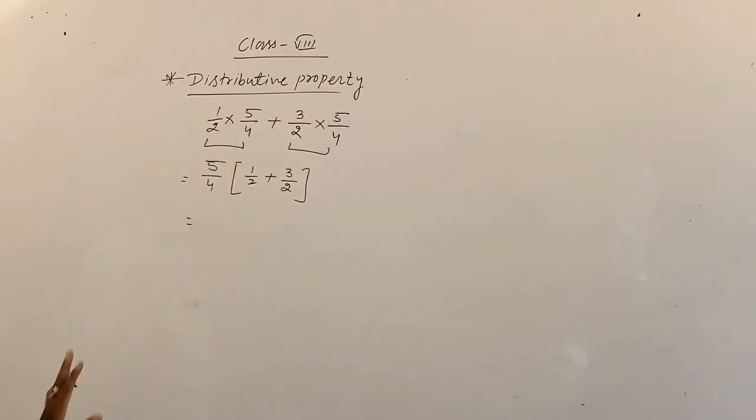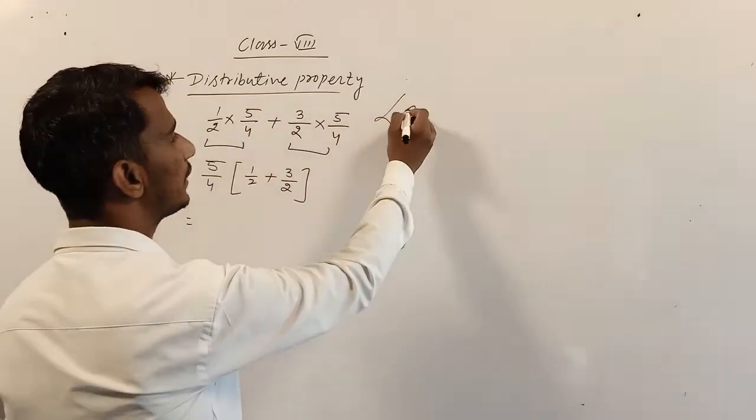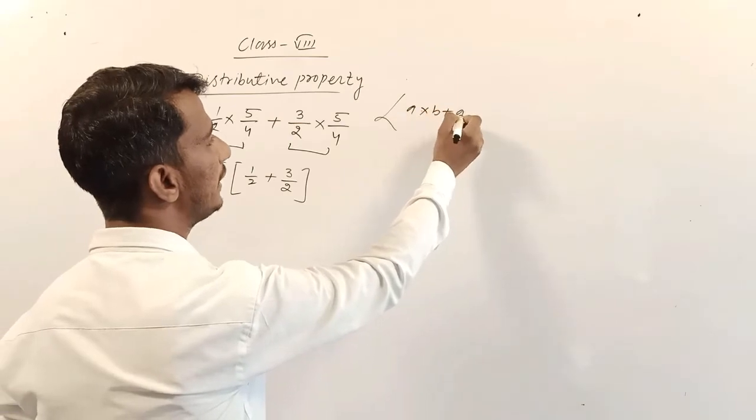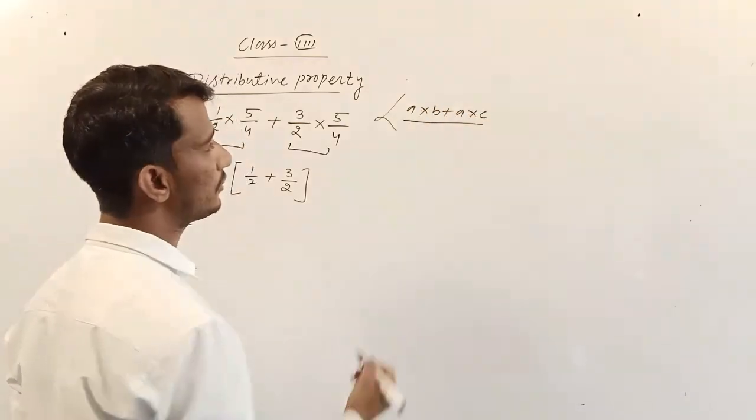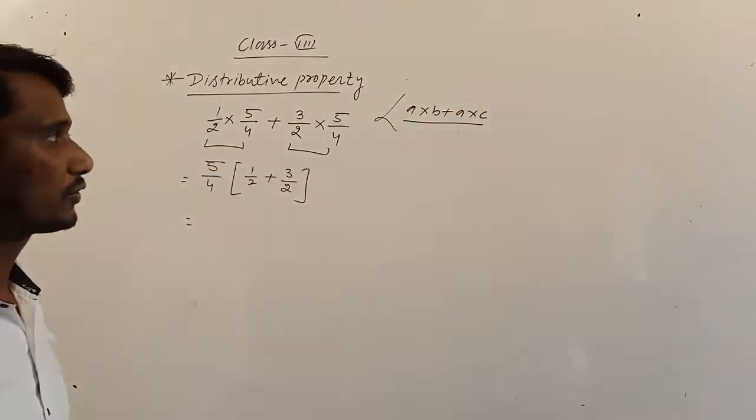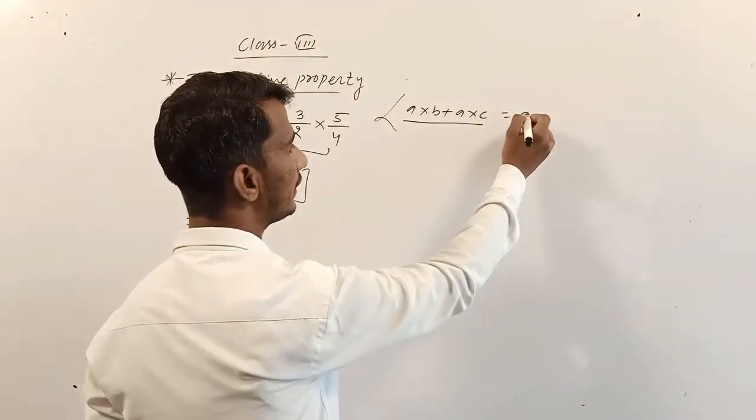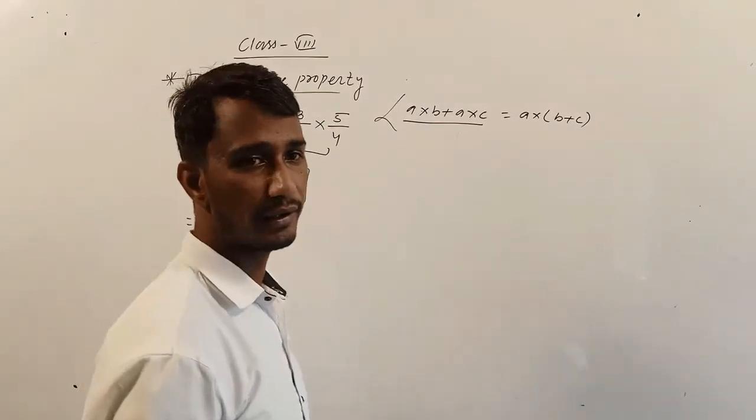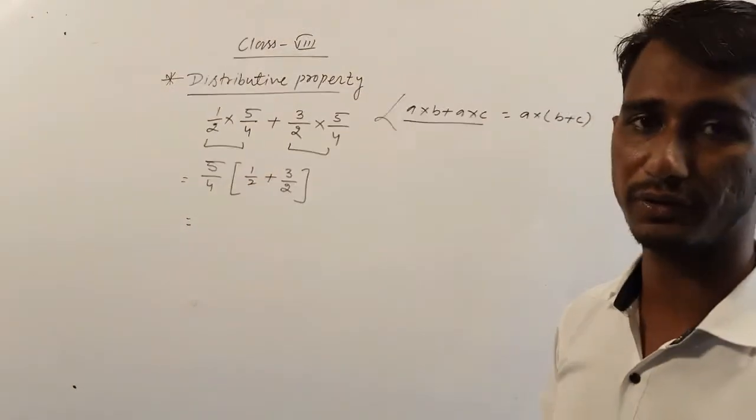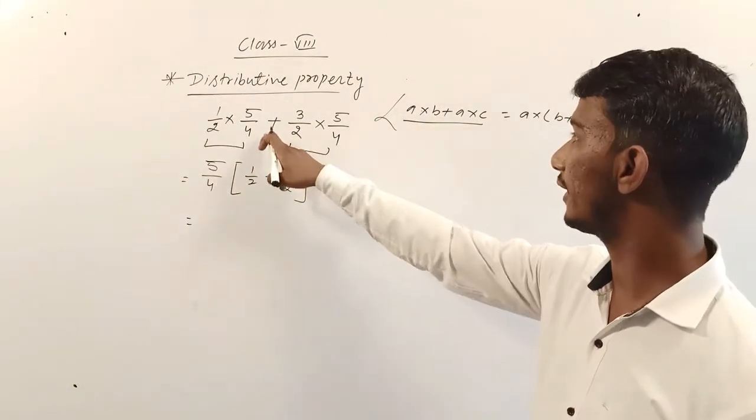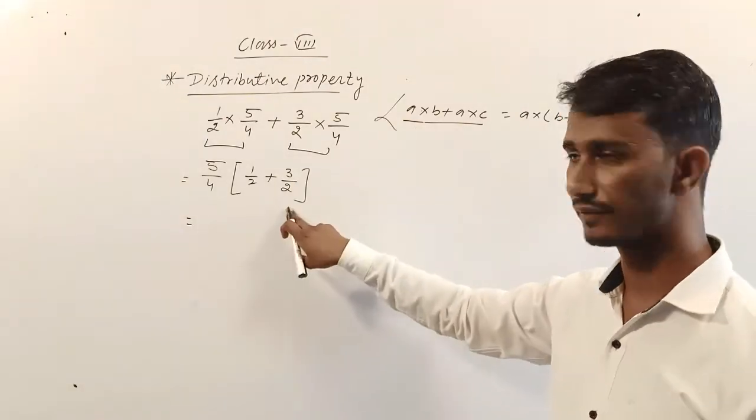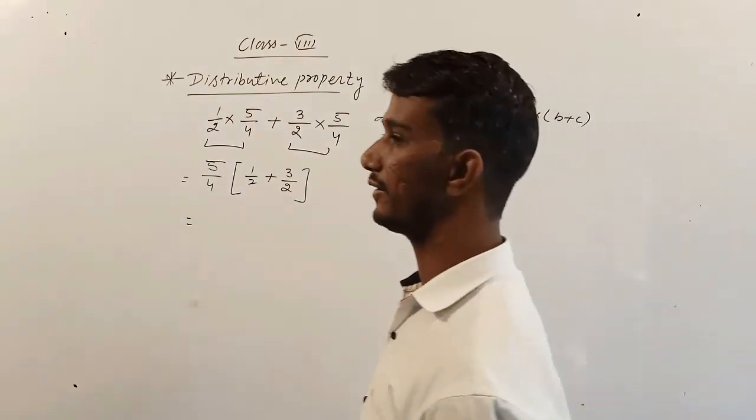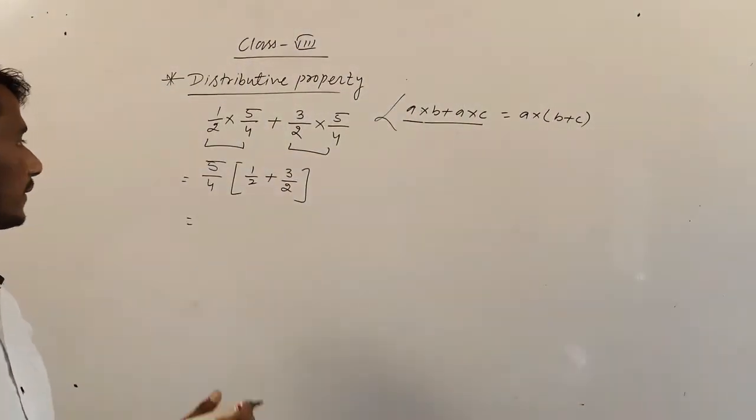So A into B plus A into C. If we have A into B plus A into C, in this way, if any question comes, you can easily write A into (B plus C). It means you can take the common part and easily get your solution. So we have written this term in this way. Now easily you can add and get the solution.